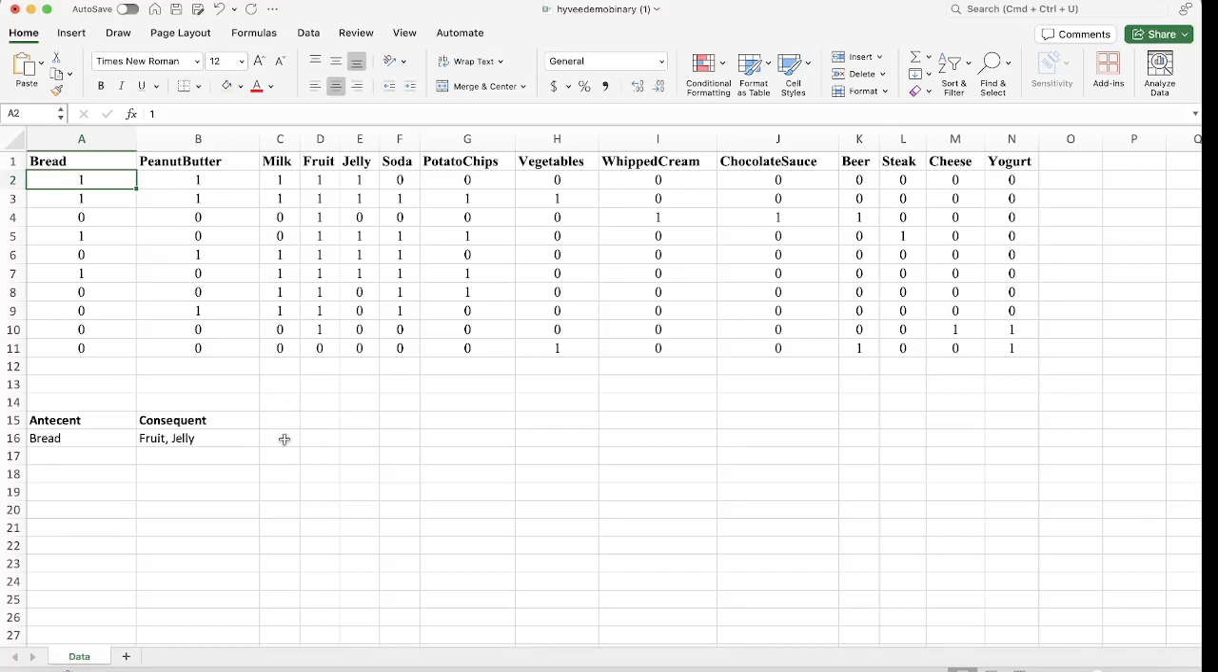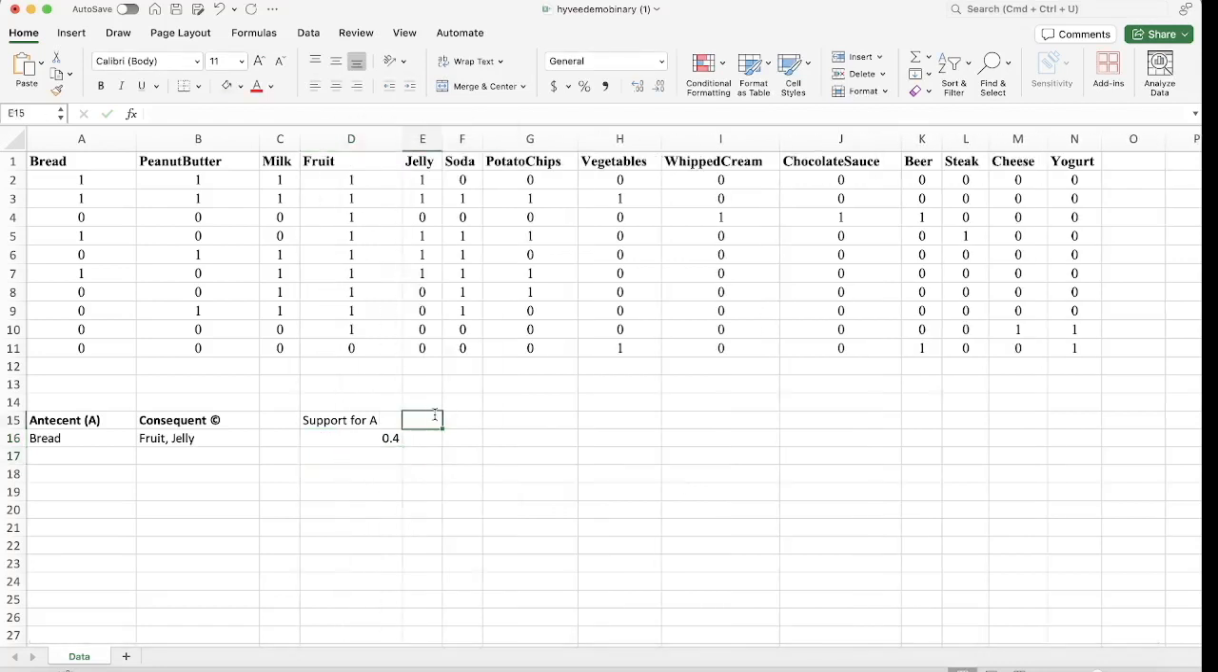So what I might do first is just figure out the support of these different item sets. So the support of bread would just be how many of these orders had bread in them. So 1, 2, 3, 4. So if I wanted the support for the antecedent, I'm just going to call that A. So my antecedent is A, my consequent I'll call C. The support for A would be the number of orders that had bread, which is 4, divided by the total number of orders, which is 10. So that would be 40%.